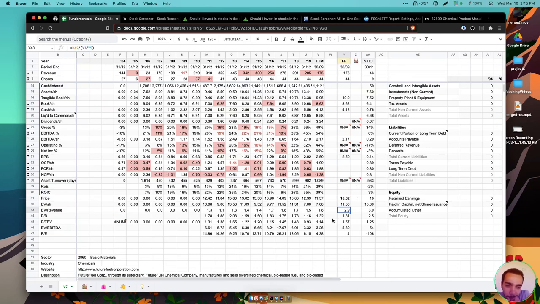Three times. So historically, that's pretty high. Price to book is 1.8. Price to tangible book, 1.5. Yeah, that's expected. 5.3 times EBITDA? Wow. EV is actually lower than your market cap, than price per share. 4 times PE. Wow. This is really cheap.